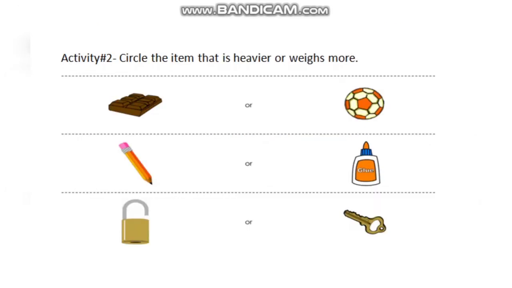Activity 2, it's very straightforward. You have to circle the item that is heavier or weighs more. So you compare a chocolate bar to a soccer ball, or football. Which one is heavier? Circle the item. Compare a pencil to a bottle of glue. Choose the heavier item. And then a lock to a key. So choose the item that is heavier and circle it.